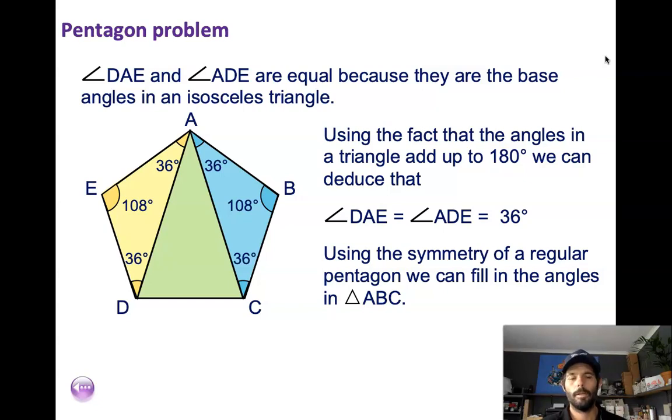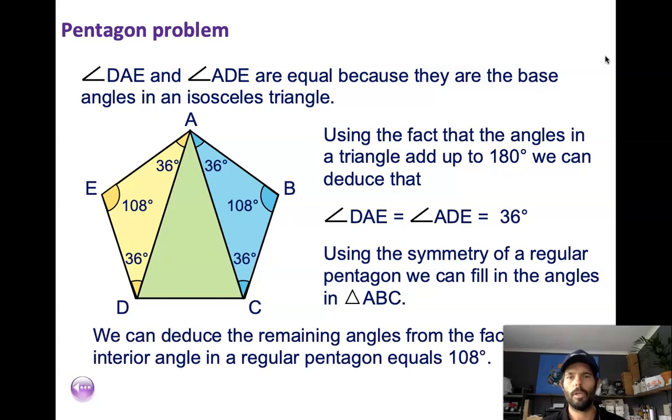All right. And then we can deduce that the remaining angles are 108, because the interior angles of a regular pentagon are all equal. So we take that as something we know. What's left to make those angles 108 is 36 for angle A of the pentagon, 72 for angle C, and 72 for angle D.